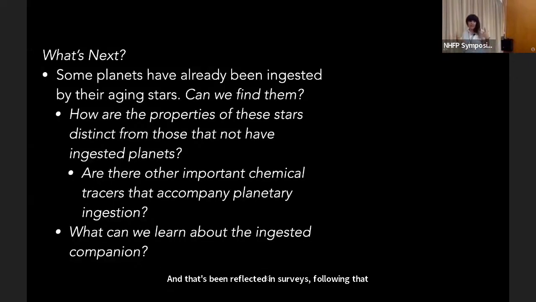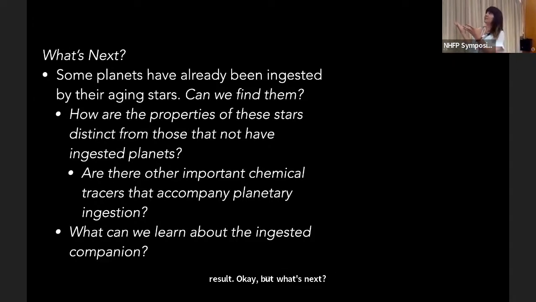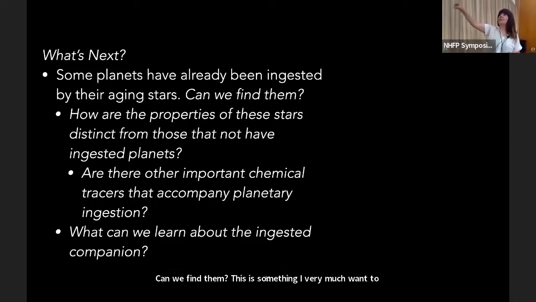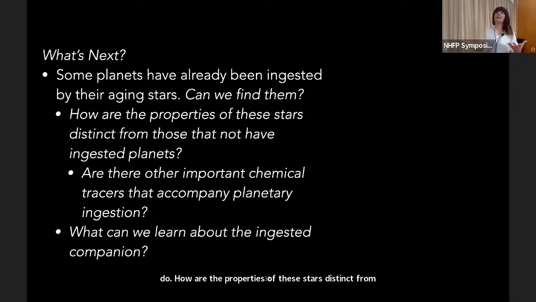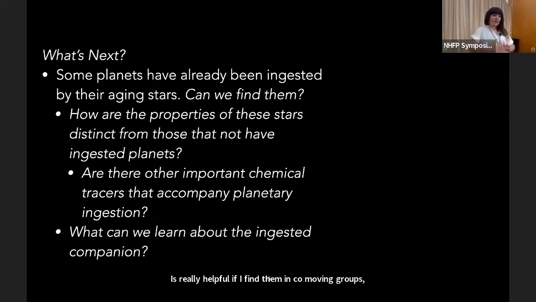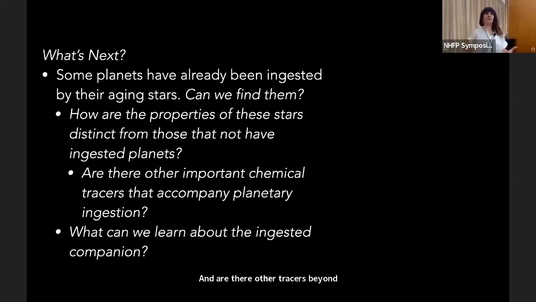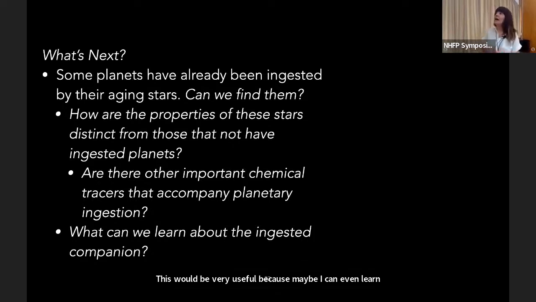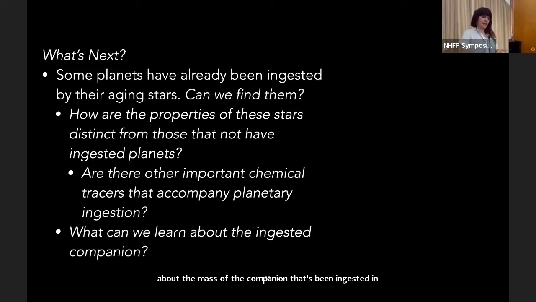Okay, but what's next? As we know, some planets have already been ingested by their aging stars. Can we find them? This is something I very much want to do. How are the properties of these stars distinct from others that have not ingested planets? This is really helpful if I find them in co-moving groups, widely separated binaries, but we're not always that lucky. And are there other tracers beyond lithium that I can find that don't have degenerate pathways? Stars aren't able to self-enrich in the ways that they can self-enrich with lithium. This would be very useful because maybe I can even learn about the mass of the companion that's been ingested in a more accurate way, and maybe learn about the bulk properties of that planet.